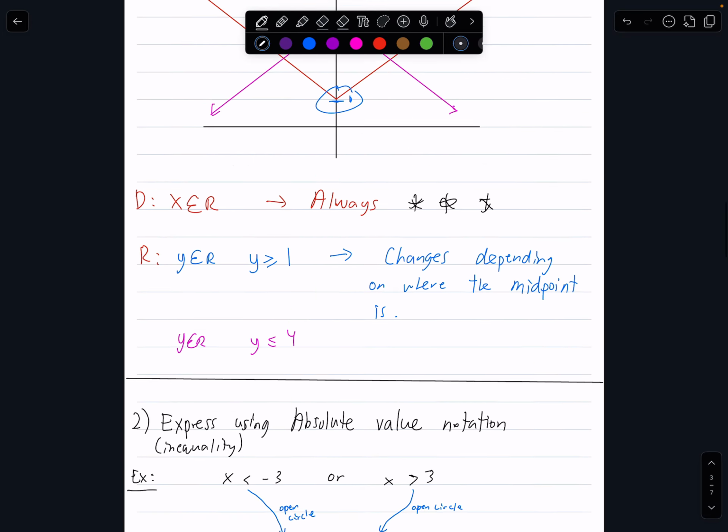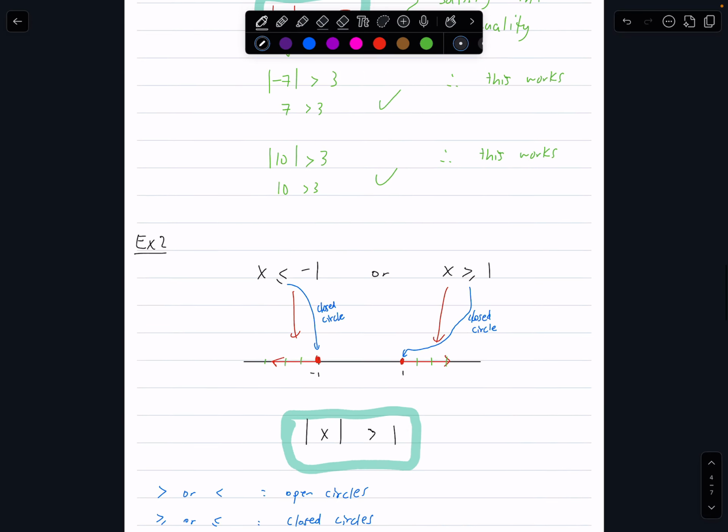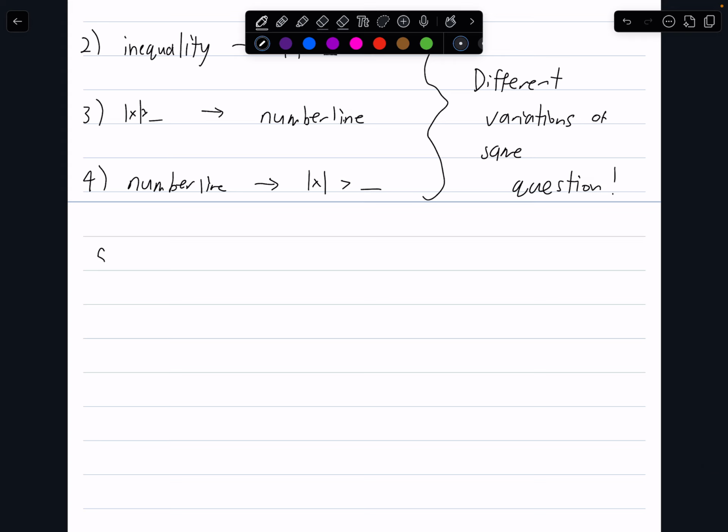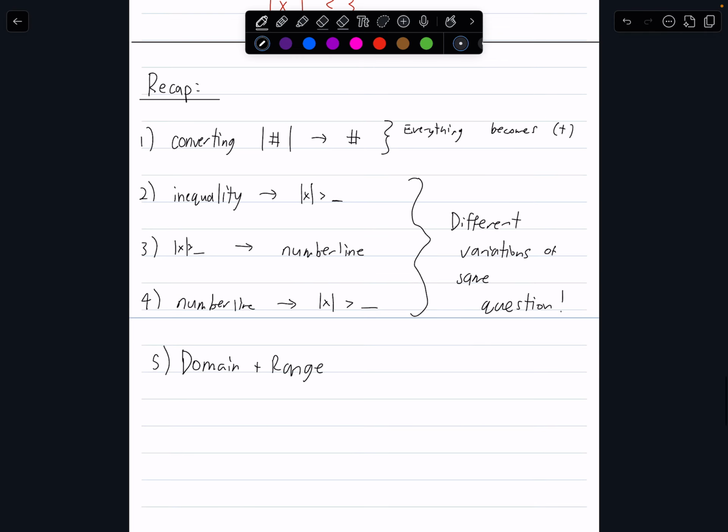So this is the absolute value lesson. It's not hard. And by the way, the last one, I forgot to mention. The last one is the domain and range. If you can find out exactly how to do each of these variations of questions, you will be completely fine for this lesson.